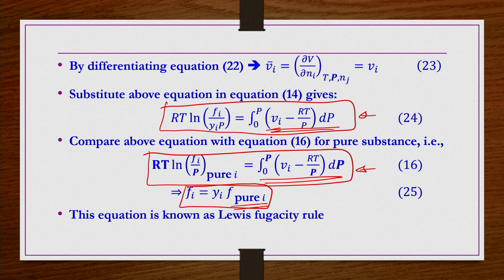Simply, what you have to do is multiply the known fugacity of pure component i with the volume fraction of that particular component in the mixture, to get the fugacity of that component i in the mixture. Okay. So that is fi is equal to yi f pure i. f pure i is nothing but the fugacity of pure component i, and fi is nothing but the fugacity of component i in a mixture of gases.